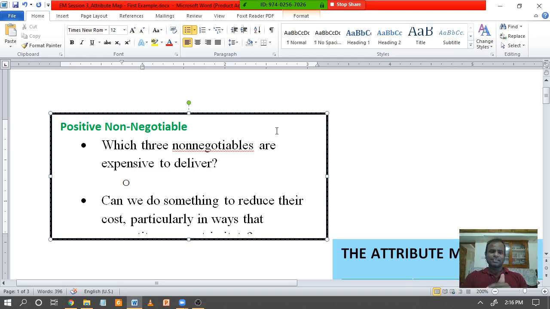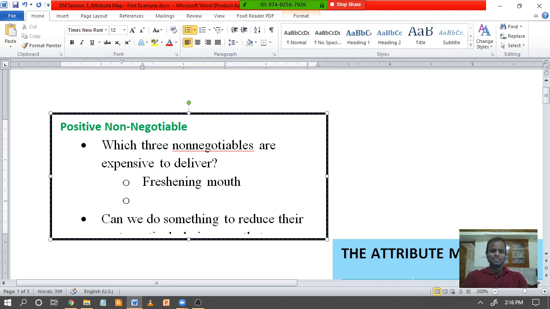Cleaning your mouth. Brushing your mouth. Freshening your mouth, okay. Then, removing the dirt over the teeth. So, removing dirt from teeth, okay.